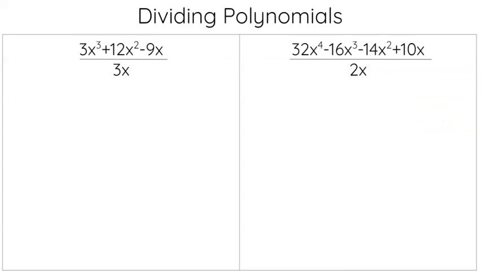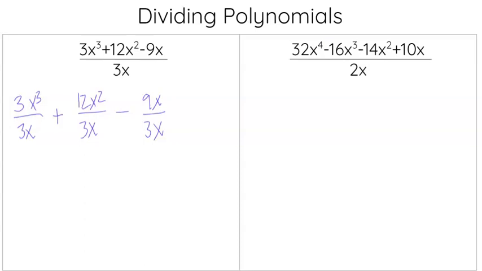All right, so now if we take a monomial and divide it by a larger polynomial, like a trinomial or a 4-term polynomial, we're just going to do all of that division for each piece of the numerator. So I'm just going to break this up into a bunch of different division problems. So we have 3x to the 3rd, and then we're going to divide that by 3x, plus 12x to the 2nd, we're going to divide that by 3x. And then minus 9x, we're going to divide that by 3x. So now we just have 3 division problems that we need to solve.